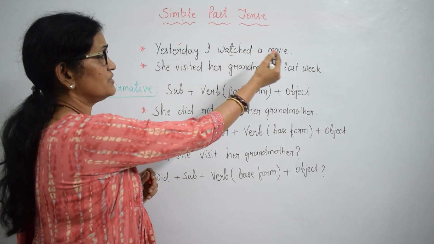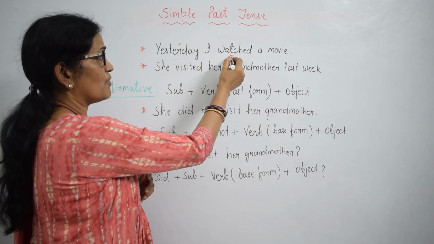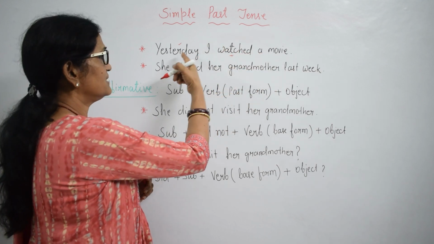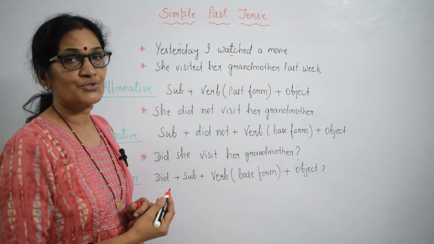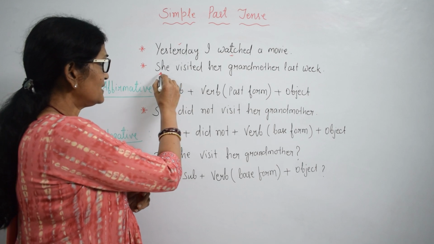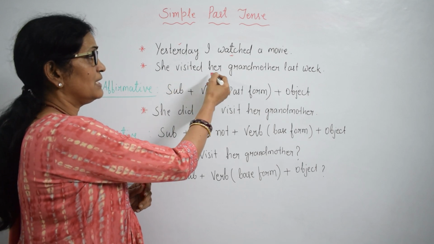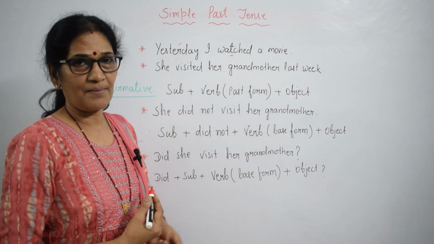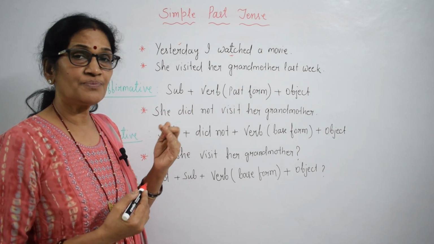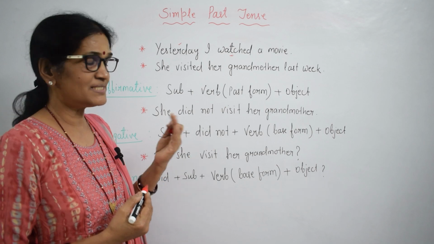Yesterday I watched a movie. Subject plus verb two plus object. This is the time marker. She visited her grandmother last week. She, subject; visited, verb two; her grandmother, object; last week, this is the time marker. So what is the structure for simple past?